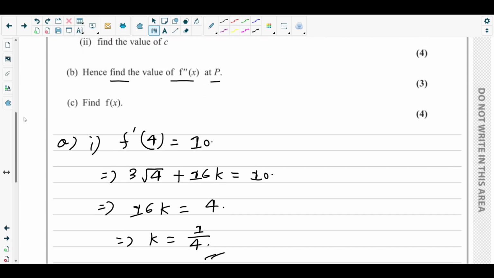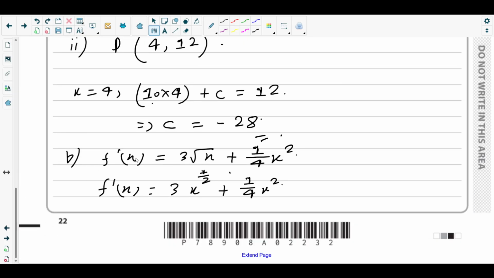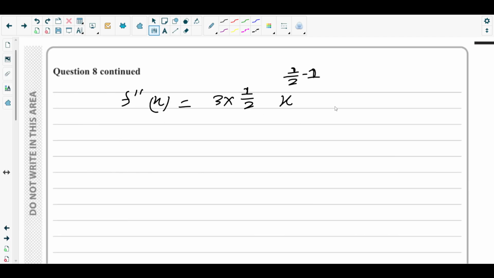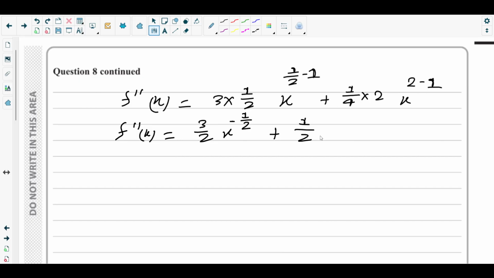So 3 times half, x to the power half minus 1, and for the other one it will be 1 over 4 times how much? 2, because it is x squared, so x to the power 2 minus 1. So the second derivative of x, we will get 3 over 2 x to the power inverse half, plus half of x. 2 minus 1 is 1, so just half of x.